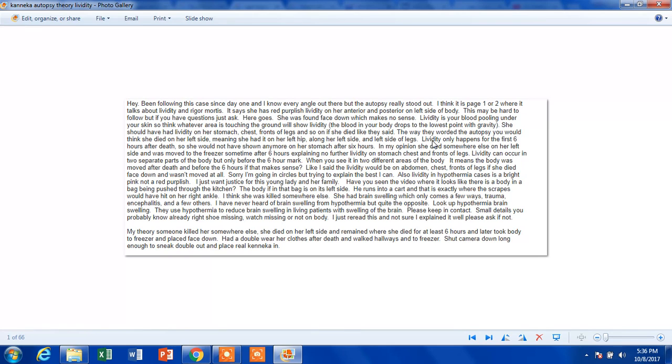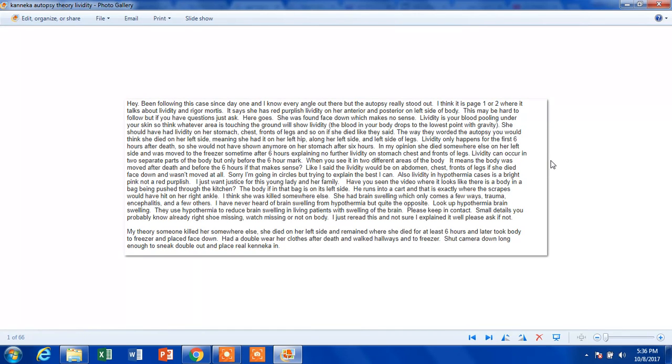The way they worded the autopsy, you would think she died on her left side, meaning she had it on her left hip, along her side, and the left side of her legs. Lividity only happens for the first 6 hours of death, so she would not have shown any more on her stomach after 6 hours. In my opinion, she died somewhere else on her left side and was moved to the freezer sometime after the 6 hours, explaining no further lividity on the stomach, chest, and front of the legs.